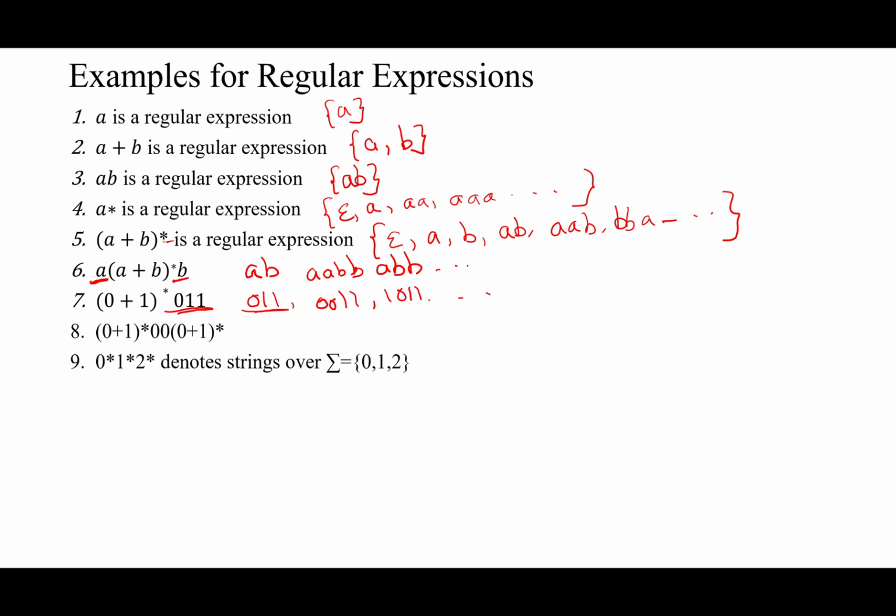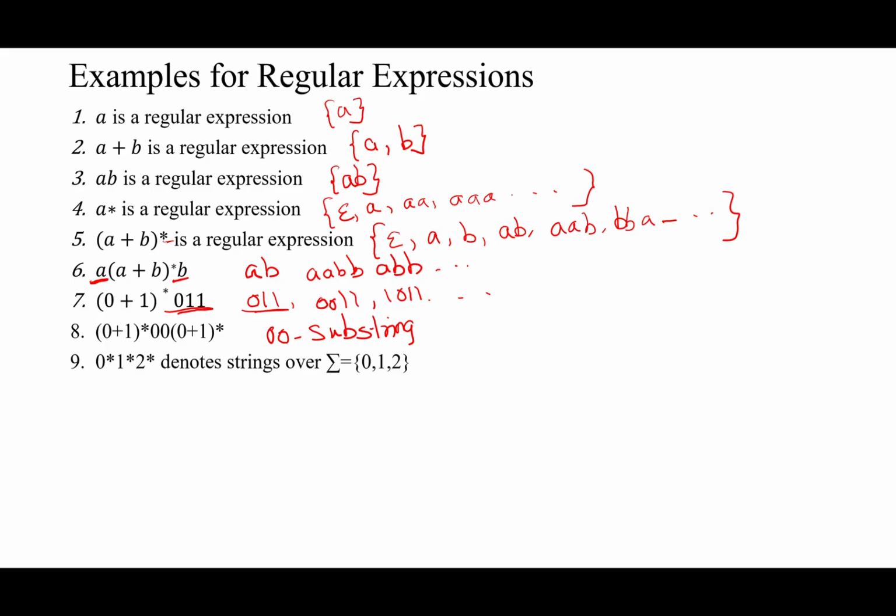The next one, (0 plus 1) the whole star, 0, 0, then (0 plus 1) the whole star. It is denoting all the binary strings having 00 as a substring. So here 00 is a substring. Before and after the substring 00, we can have any number of zeros and ones.